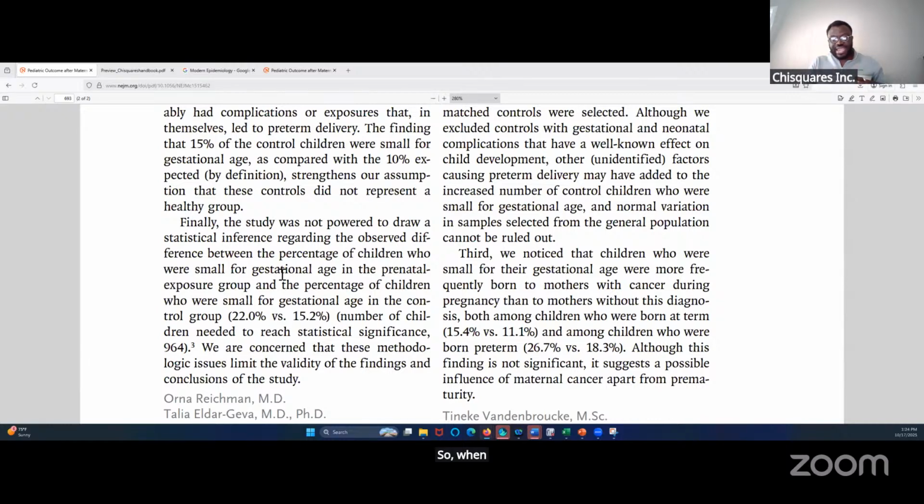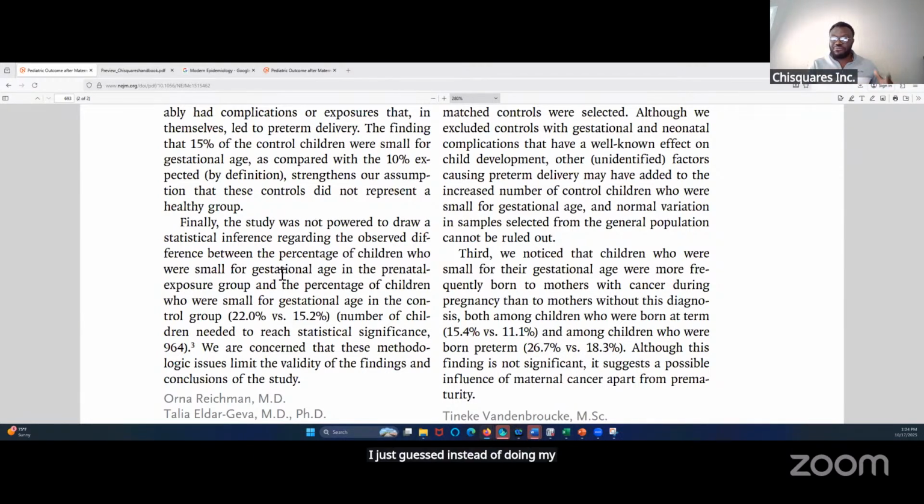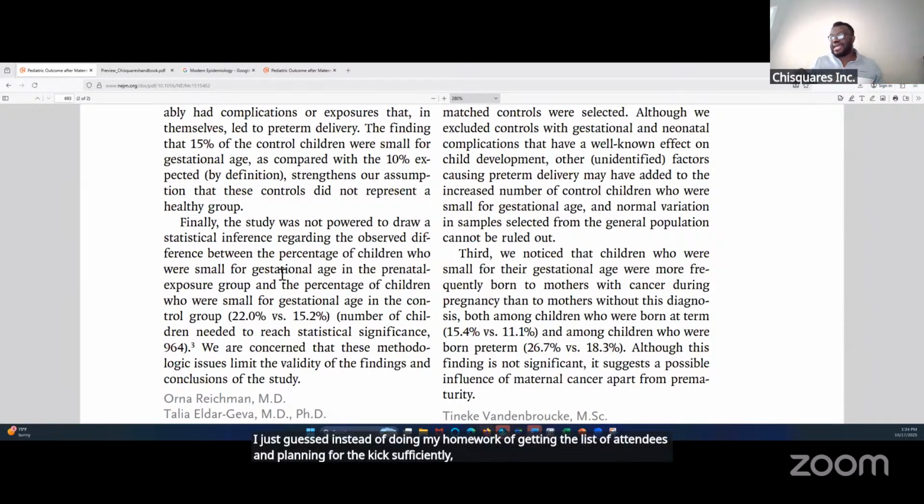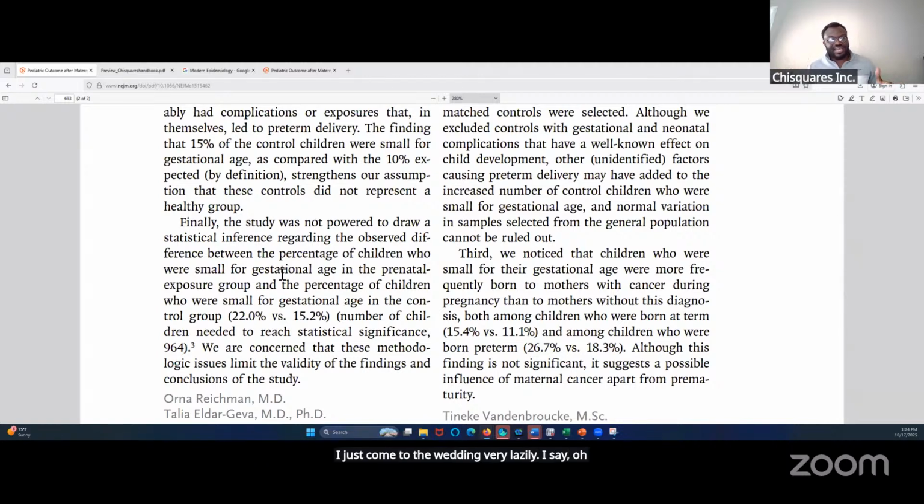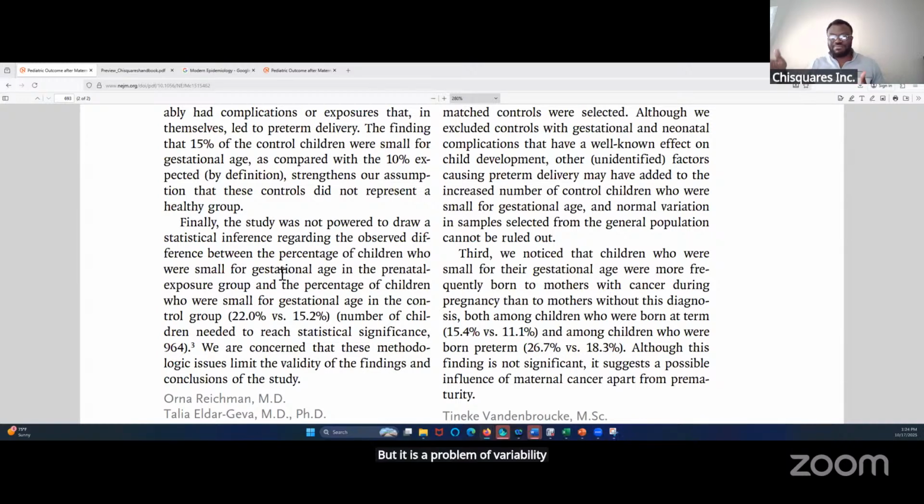So let's go back to the analogy of the wedding cake. Instead of doing my homework of getting the list of attendees and planning for the cake sufficiently, I just come to the wedding very lazily and say, oh well, we needed a cake for 200 people. The problem is that I have completely ignored the concept of variability. If in this sample it just happened to be 200, now I am telling people that you should always plan for 200. But tomorrow it may be 300, all right?